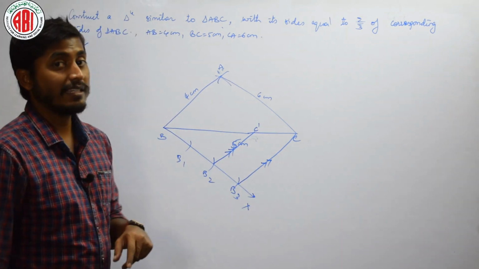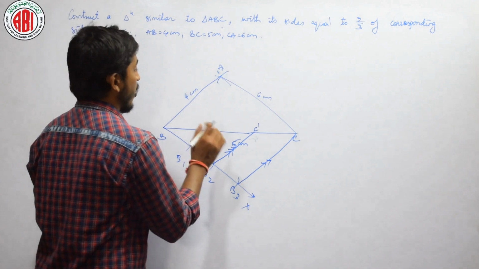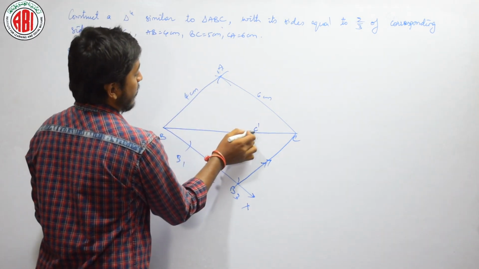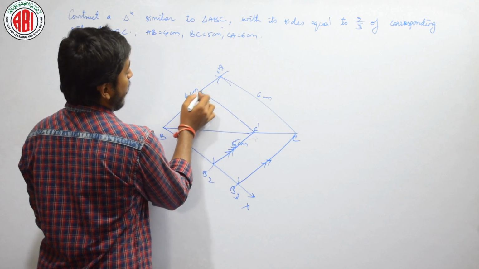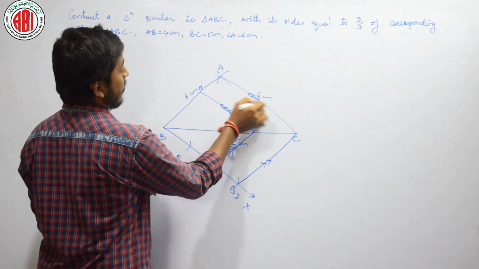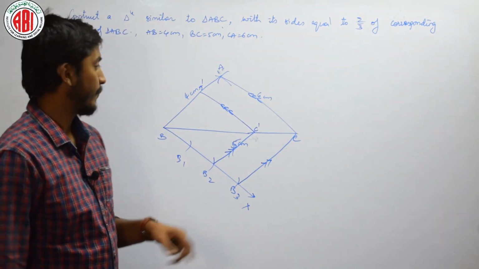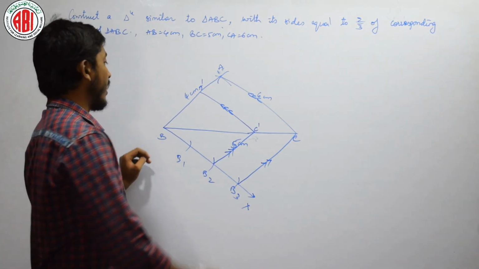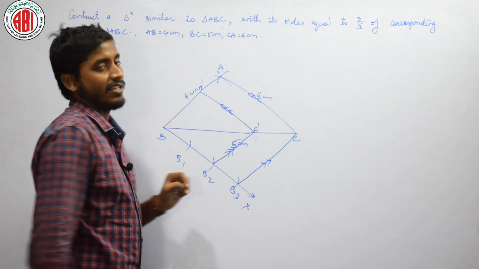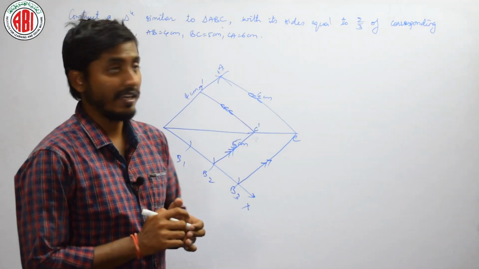Okay. What is the next step? I have to join the C dash to this AB such that C dash A dash is parallel to this AC. Is it clear? Then what is the new triangle which we have got here? A dash B C dash. Is it clear? Did you understand?